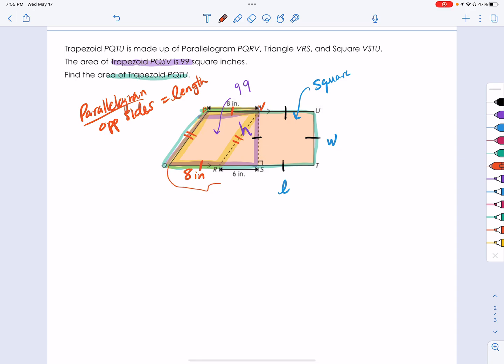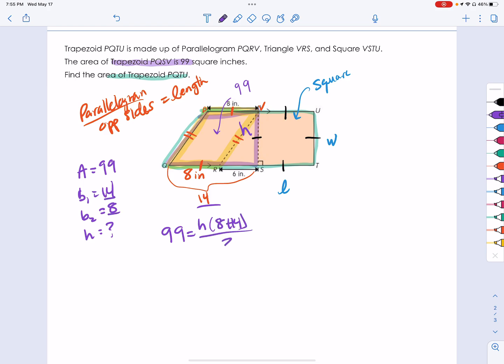So if Q to R is 8 inches, that means Q to S is going to be 8 plus 6, or 14. So this is great news, because now for this purple trapezoid, we know the area is 99, we know base 1 is 14, and we know base 2 is 8, but we don't know the height. But we know everything we need to know. We can use algebra now. So 99 equals our height, which is h, times the sum of our bases, 8 plus 14, divided by 2. Let's solve. We just need to figure out what our height is, and then we can move from there. So 99 equals h times 8 plus 14 is 22, divided by 2.